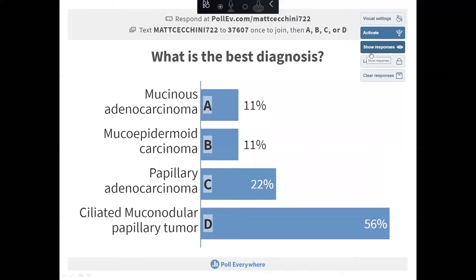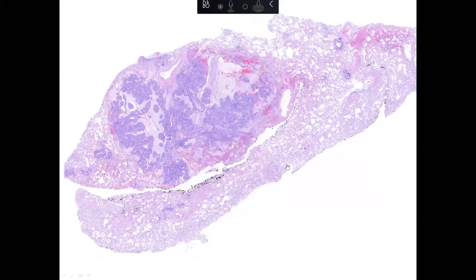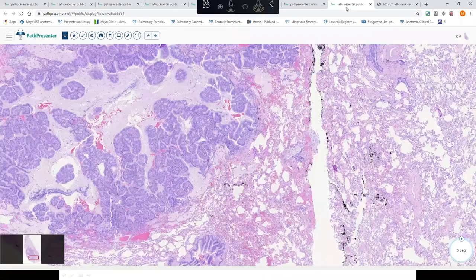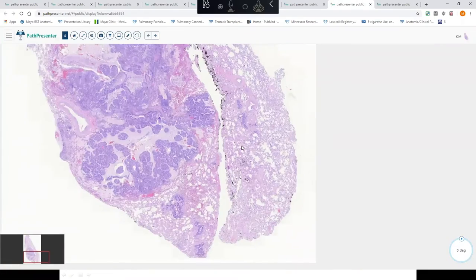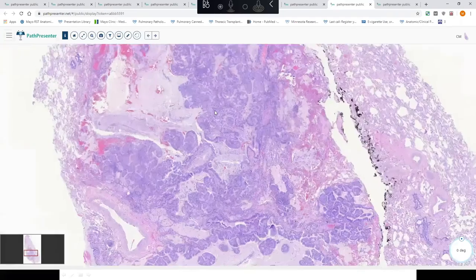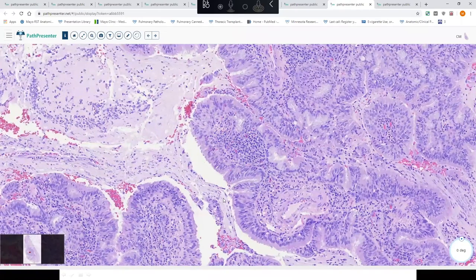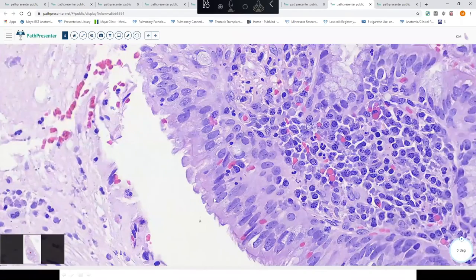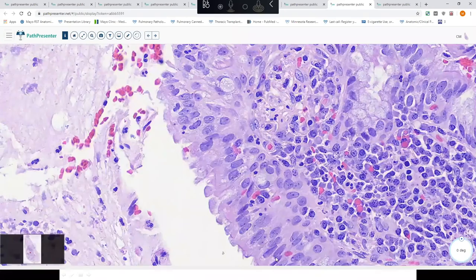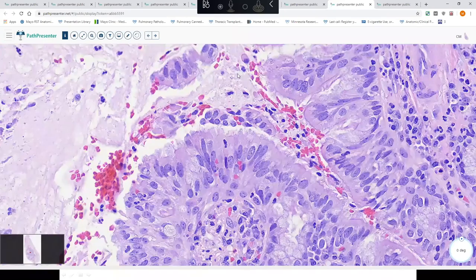Okay. Oh, great. So yeah, this is a challenging one. This is actually an entity called ciliated muconodular papillary tumor. So maybe we'll just go back to it. We can talk about some of the features. These lesions tend to be relatively well circumscribed, but kind of unencapsulated lesions. They classically have this papillary architecture that's lined by these ciliated cells. That's the giveaway here of this lesion, the diffuse ciliated cells.